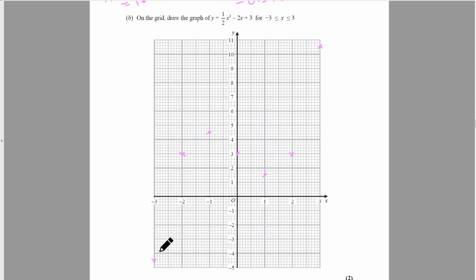Now do this well, and that should get you the marks. And if they ask you to estimate the solutions of the root of the answer, that would be here, which would equal minus 2.6.